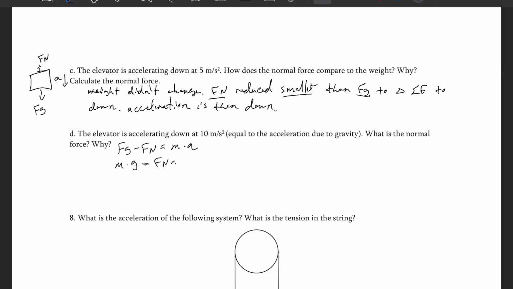Here I'm just showing that Fg is mg. And if it's mass times acceleration, and acceleration is g, 10, force normal must be zero for that equation to work. So explaining it to you in words, demonstrating it on the screen with mathematics.